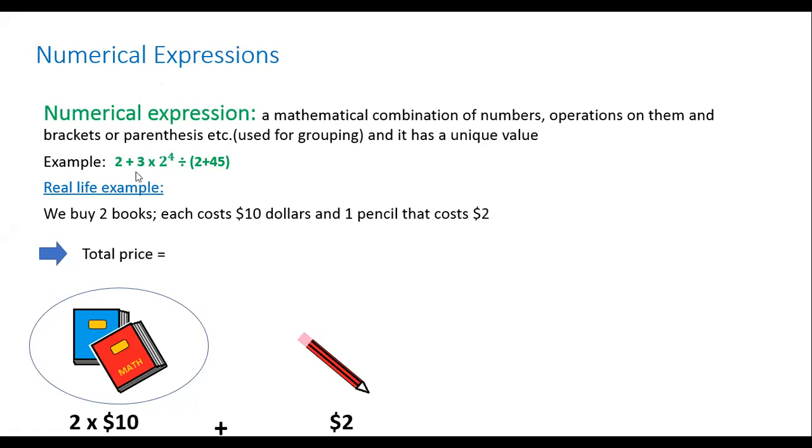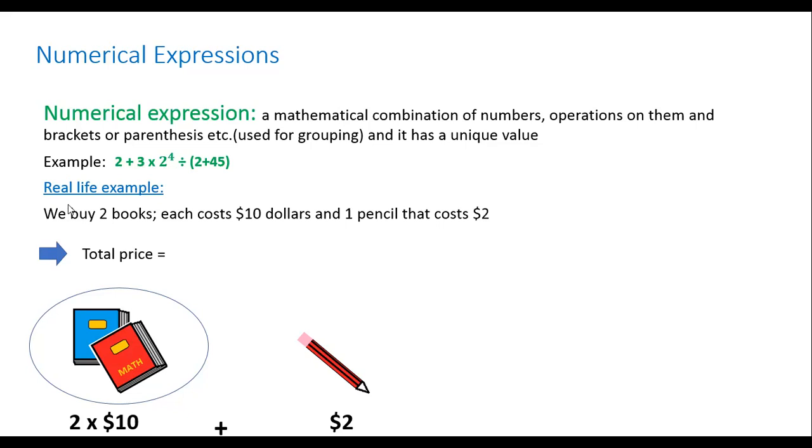For example, we have now this expression: 2 plus 3 multiplied by 2 to the power of 4 divided by, between brackets, 2 plus 45. So in the following, we are going to learn how to evaluate such kind of expressions. Do we sum first? Do we divide? Or do we calculate the value between the brackets?